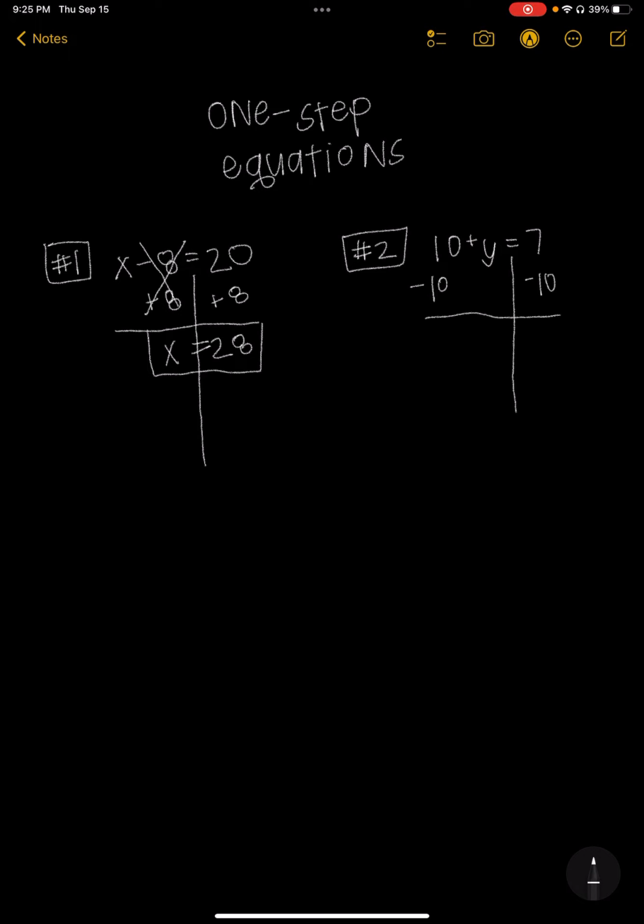All right, and then we're going to treat it like a big addition problem. So on the left side, we've got 10 minus 10, and those two things cancel each other out, which means we're just left with y. Then on the right side, we have a 7 minus 10, and 7 minus 10 is negative 3, which means that's our answer. Okay, cool. Let's do another example.